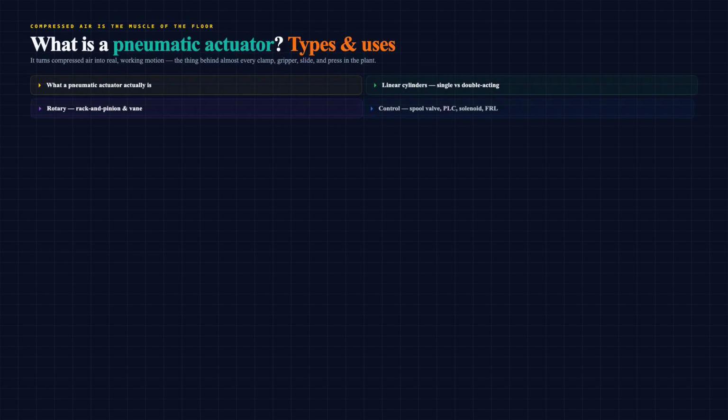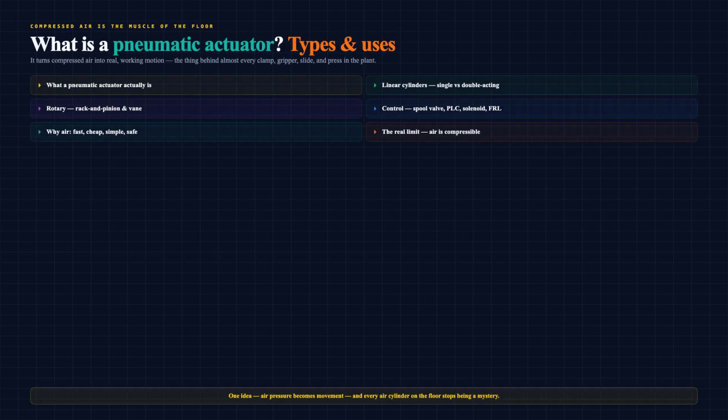Compressed air is the muscle behind most of the motion on a factory floor. Clamps, grippers, slides, presses, sorting gates. Push on almost any of them and you'll find air doing the work. And the thing that turns that air into real, working force is a pneumatic actuator. So what exactly is one?